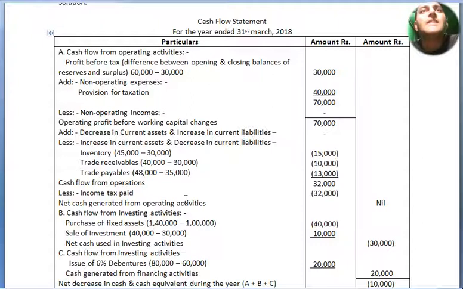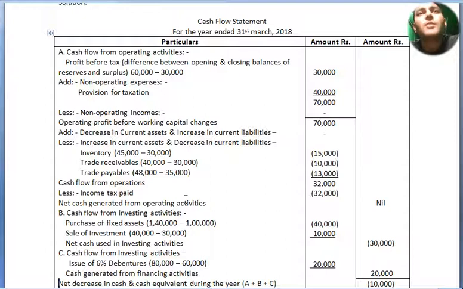Add decrease in current assets and increase in current liabilities. Nothing was there, so I have written nil. Less increase in current assets and decrease in current liabilities. Inventory has increased from 30 to 45,000, 15,000 increase. Trade receivables 30 to 40,000, 10,000 increase. Trade payables 13,000. That is, liabilities decreased from 48 to 35.